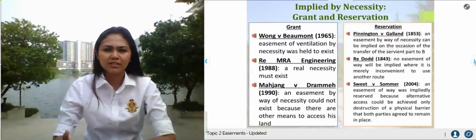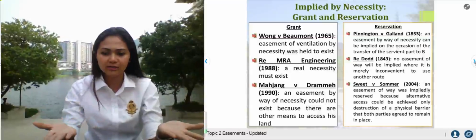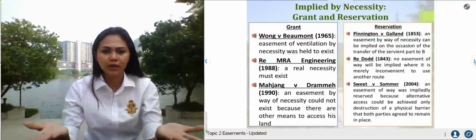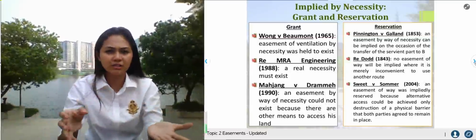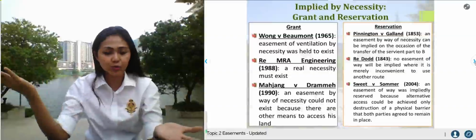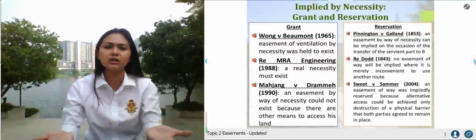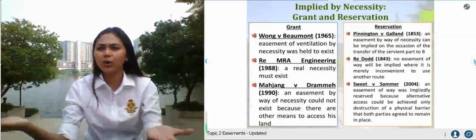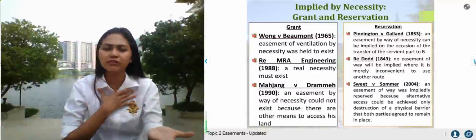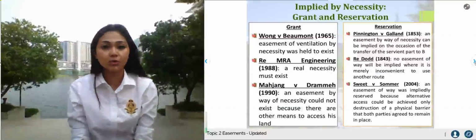So with respect to reservation, let's say you own two plots of land, one land is landlocked and another one is directly facing the main road. So if you're occupying the land that's landlocked, you can actually reserve the easement over the land that you've sold to the new purchaser, in order to allow you to get access to the main road itself. So these are the three cases that highlight that even though you have already sold the property to another person, you can reserve the easement for your own benefit, because otherwise you have no access to go anywhere actually.